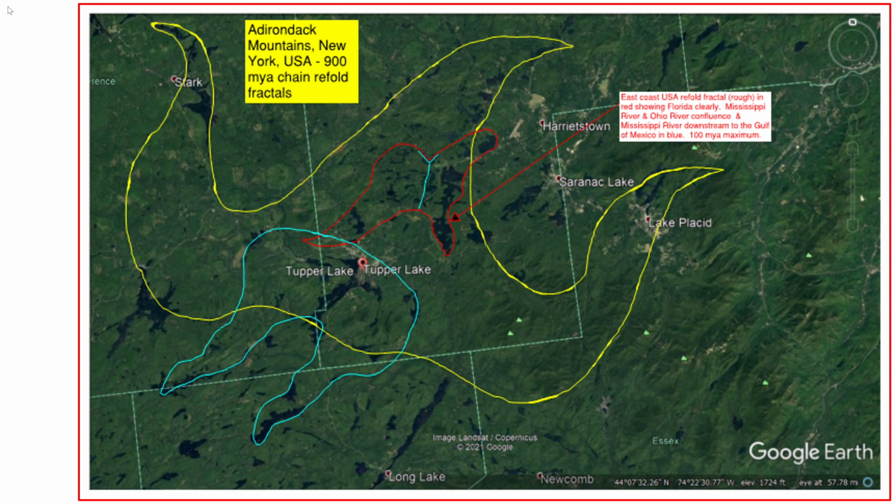Okay, so these are fractals in the Adirondack Mountains in New York State. What you see in yellow, the large one, is the excited version of Rodinia just after it released the Earth's moon. Legs went up in the air, bounced back. The one in red is the East Coast subdivision of the North America refold. You can see the Mississippi and Ohio rivers shown in blue.